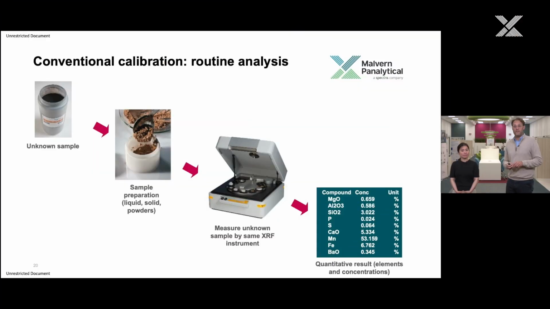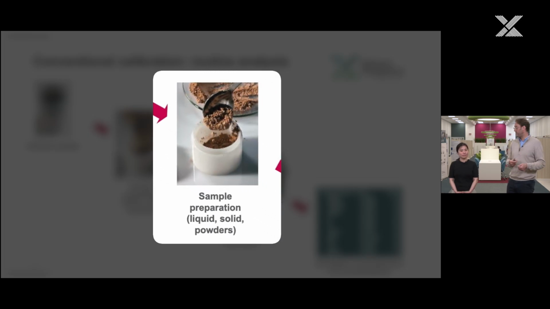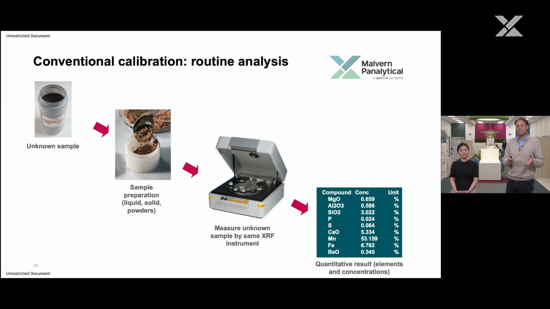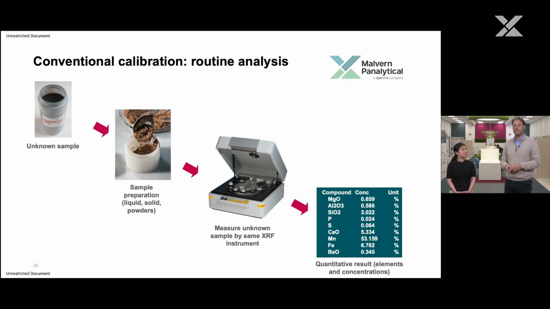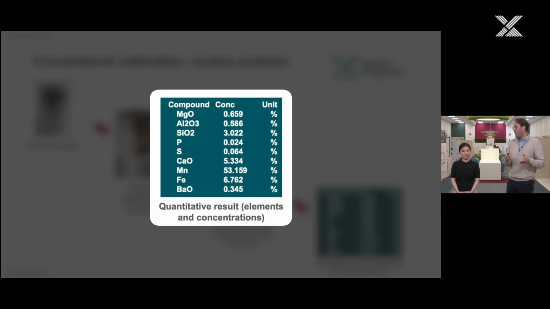Now, when you have an unknown sample, you measure the unknown sample in the exact same way as you measured your standards. So you do the same sample preparation. If it was loose powder or pressed powder, you do it the same way, because that's the best way to compare intensities with each other. So you measure the sample in the same way, also in the same instrument, and then with the software and the calibrations, you obtain results for that unknown sample.